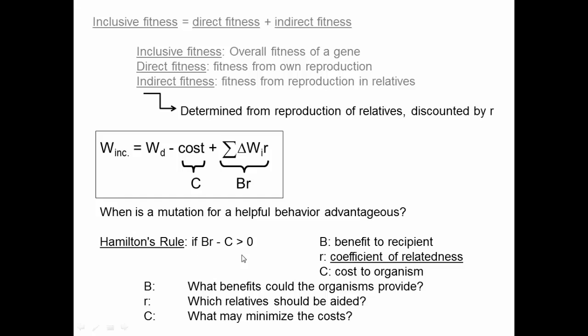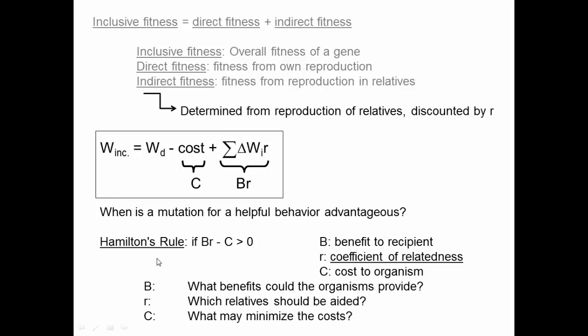Now this equation is an example of a mathematical model that we don't necessarily expect to be completely accurate all the time, but it is simple enough for us to understand, and it highlights the three important things to think about when we're trying to figure out whether helpfulness can be selected. When we think about the evolution of helpful behaviors and cooperation, we focus on the benefit: what benefits could the organism provide to others? The coefficient of relatedness: which relatives are being aided or should be aided, or when should the behavior be done to maximize the benefit to relatives as opposed to strangers? And the cost: under what circumstances might the costs be minimized, making the left-hand side of this equation more likely to be larger than zero?